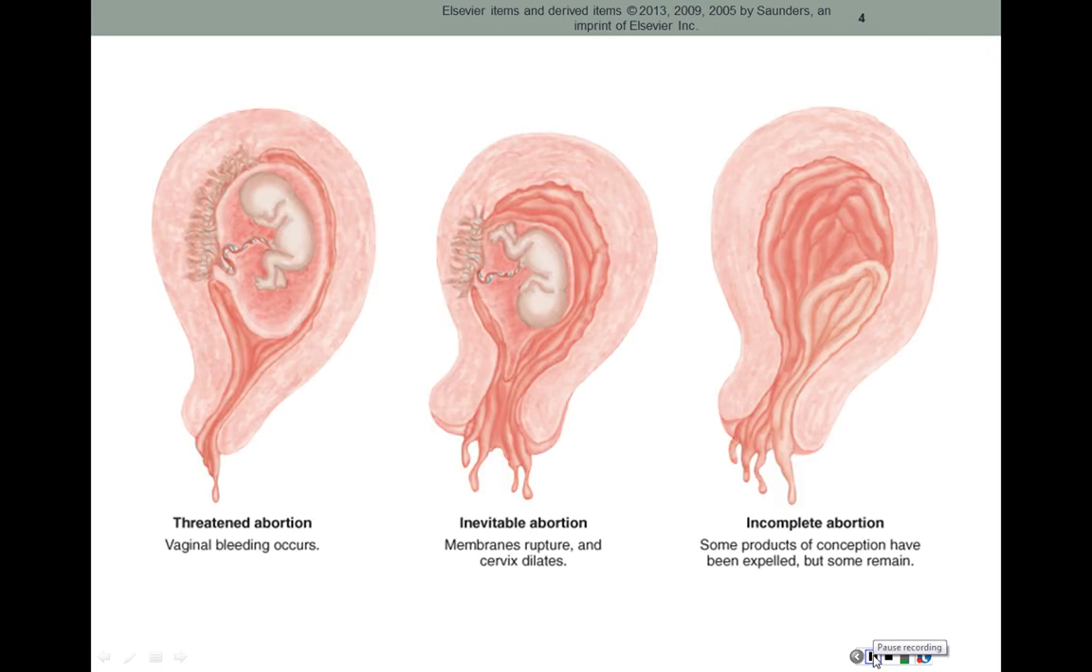So this is just some examples from your book talking about the threatened abortion. We do have vaginal bleeding. Inevitable is when the membranes rupture and the cervix dilates and it's expelling the fetus. And then incomplete just means that there's just part of that fetal material left inside of the pregnant female.